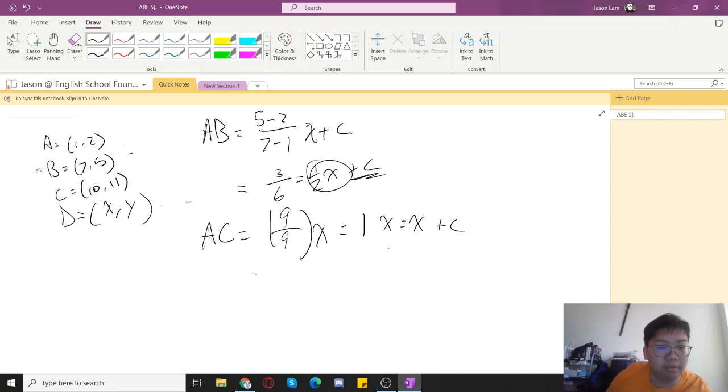Let me think. What's a good way of finding c now? When I say c, I mean c of the other line. Are there any points that we do know? Yeah, there are. I'm stupid. Why didn't I think of this? So let's go back to the first line. CD is equal to half x plus c. We don't know what D is, but we do know C. So let's use point C instead of point D.